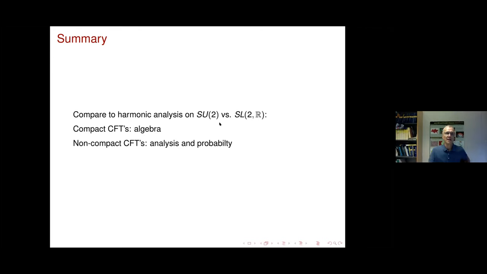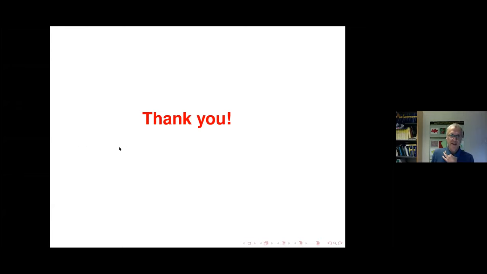So to summarize, maybe it's nice to compare these compact and non-compact conformal field theories to harmonic analysis of compact groups and non-compact groups. For compact groups, it's algebraic. For SU(2), for instance, representations are finite dimensional and you do algebra. But if you do SL(2), then you have to do analysis. And here in conformal field theory, the stories are parallel from that point of view. There it's the Casimir operator, and here it's the Hamiltonian. But again, it's about the spectrum. In one case, it's discrete, and in the other case, it's continuous. So I think I went over time, and thank you.